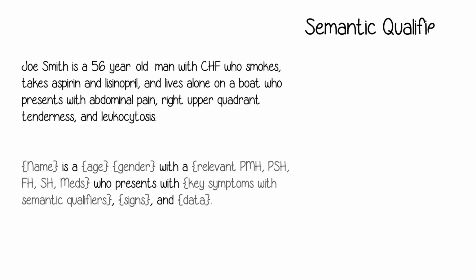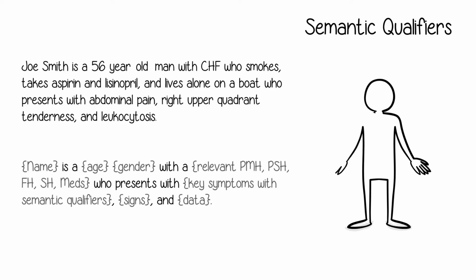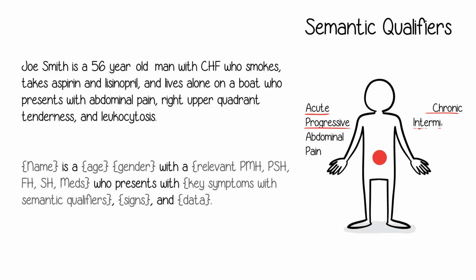Semantic qualifiers are adjectives that provide details about a given symptom. They help qualify the meaning of the symptom. For example, acute progressive abdominal pain triggers a very different differential diagnosis than chronic intermittent abdominal pain. In general, it is useful to limit the inclusion of negative findings in the articulated problem representation to ensure brevity. However, when a negative finding dramatically alters the differential diagnosis, such as afebrile, it should be included.